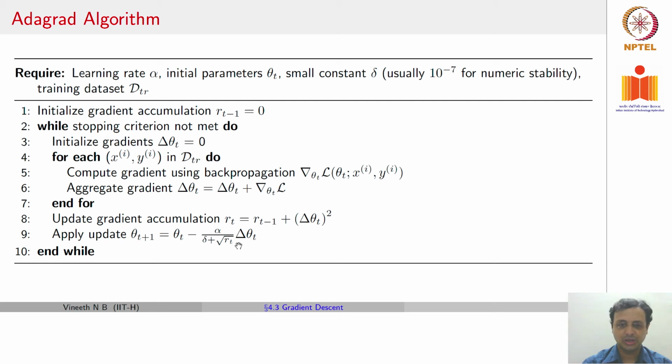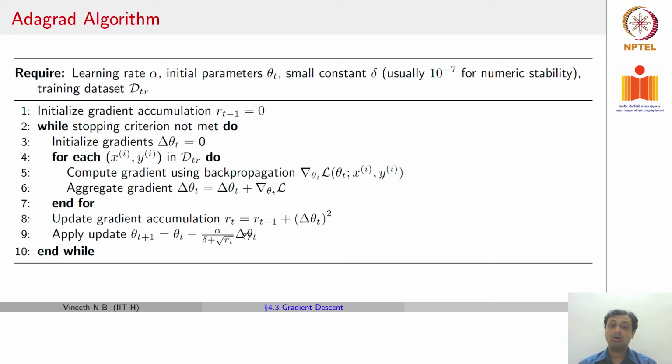A small observation here, which is probably not clear from this algorithm, is this particular quantity on step 9 is an element-wise product. Remember in this case that while alpha was a scalar so far, rt is a vector, root rt will also be a vector. So this entire alpha by delta plus root rt will become a vector. It's a vector of learning rates multiplied by a vector of gradients, element-wise multiplication. It's sometimes also called Hadamard product. The Hadamard product is nothing but element-wise multiplication.